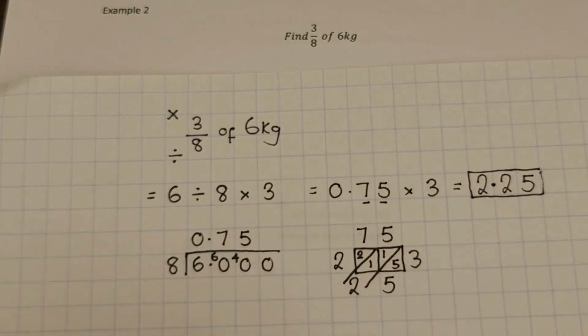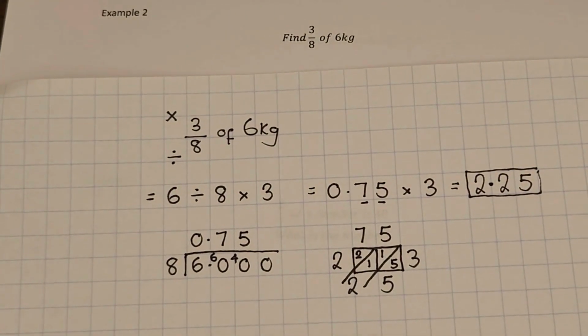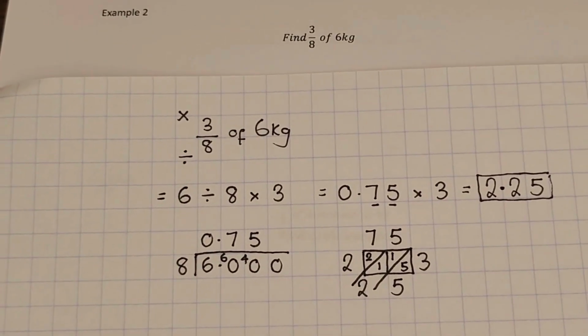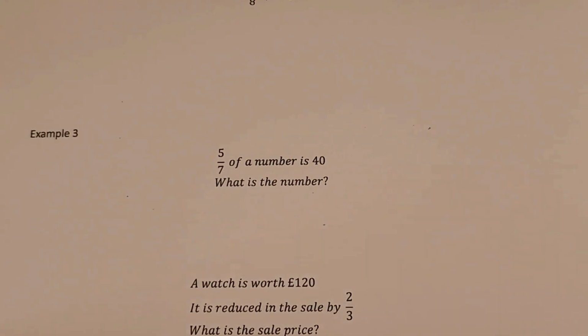So the process is still the same. We still divide by the denominator and then multiply by the top. But it just might be that the question's a little bit tricky. We might have some decimals we have to deal with. So let's have a little look at a couple of slightly advanced questions.